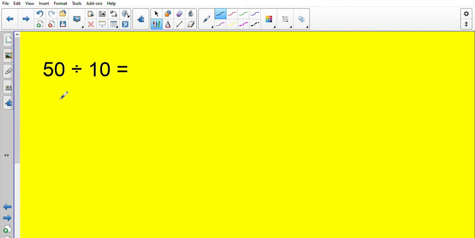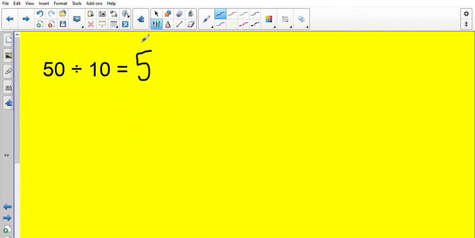Okay, 50 divided by 10. Going to count in tens and see how many tens we need. 10, 20, 30, 40, 50. I needed 5 tens. 50 divided by 10 equals 5. You can use objects if it helps you. You can draw the arrays. You can draw the pictures. We're getting really good at dividing now.